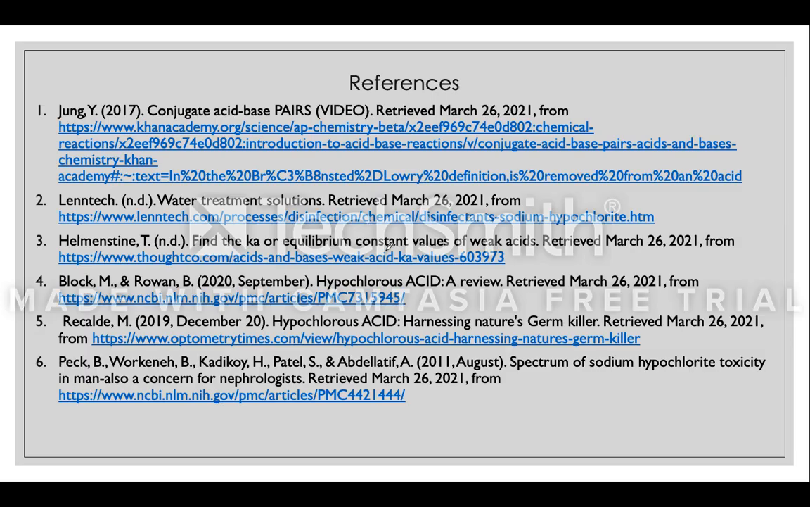And that's all I've got for you guys today. I hope you learned something. I hope you are familiar with conjugate acid-base pairs, how to determine if it is a conjugate acid-base pair, and how to determine which one's the conjugate acid and which one's the conjugate base. And I also hope that you are more familiar with hypochlorous acid and how we're starting to use it more and how we literally copied it from our immune system. Thanks, guys.